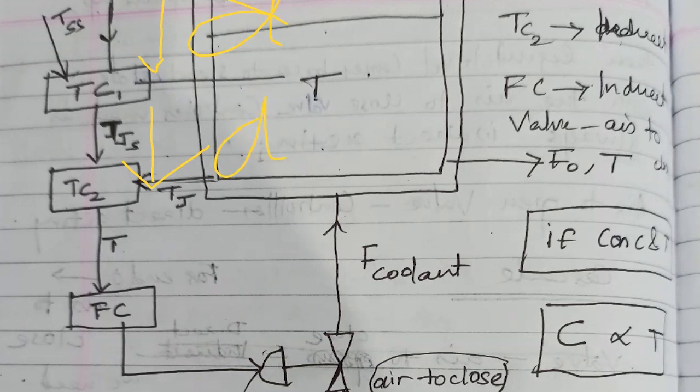So your TC1 will be what? Your TC1 will be a direct acting controller, right? So he's saying decrease the temperature of the jacket. Now tell me, what about TC2? Direct or indirect? TC2 is measuring the jacket temperature. He's getting input from this. TC2. Think.